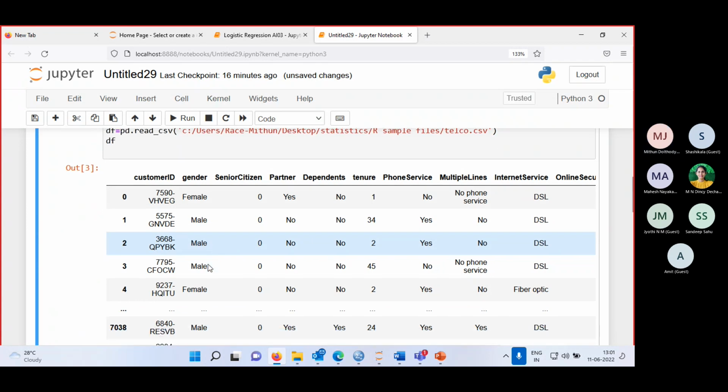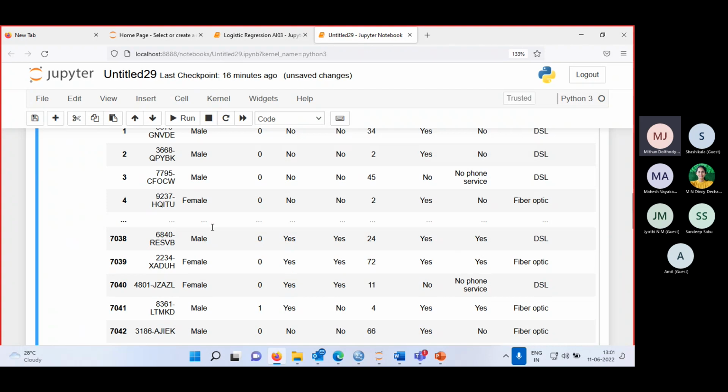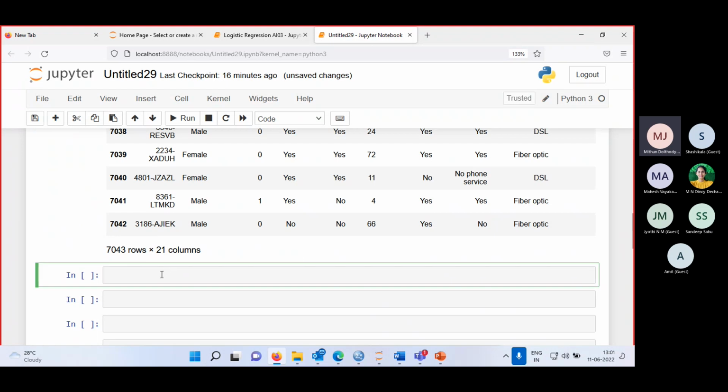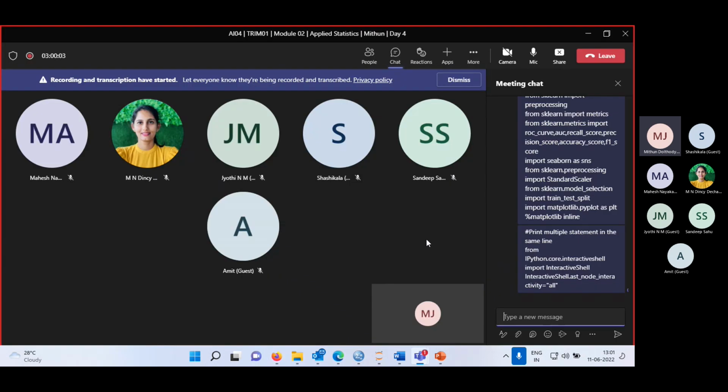Use this one. Okay, have you been able to import this data set? You can see here the sample size is around 7043 and we have 21 columns. 21 columns and 7043. I don't know if I'm audible to everybody online.